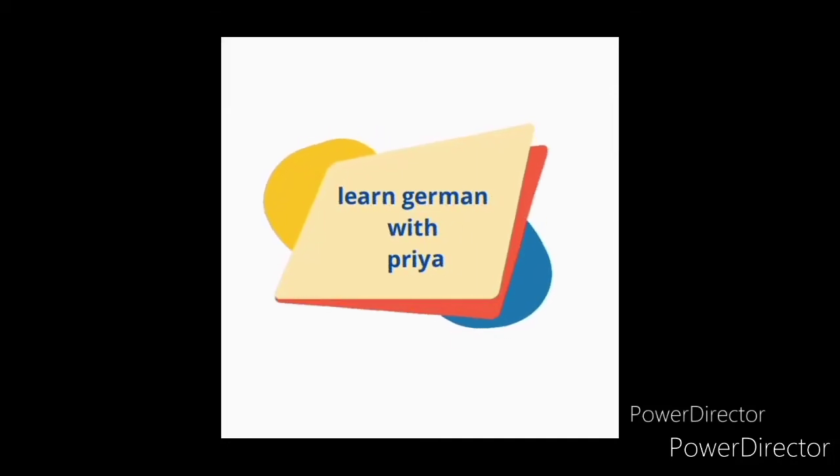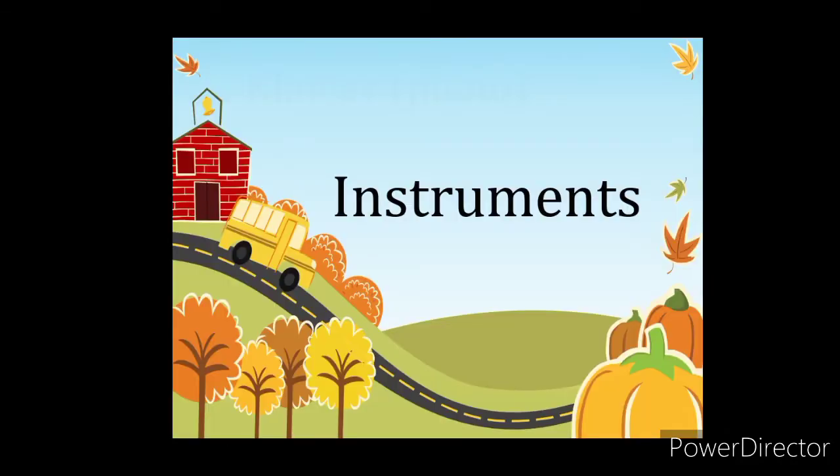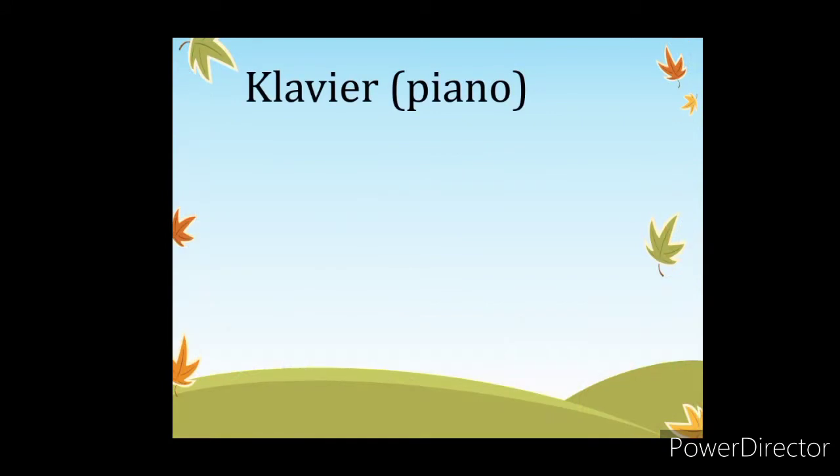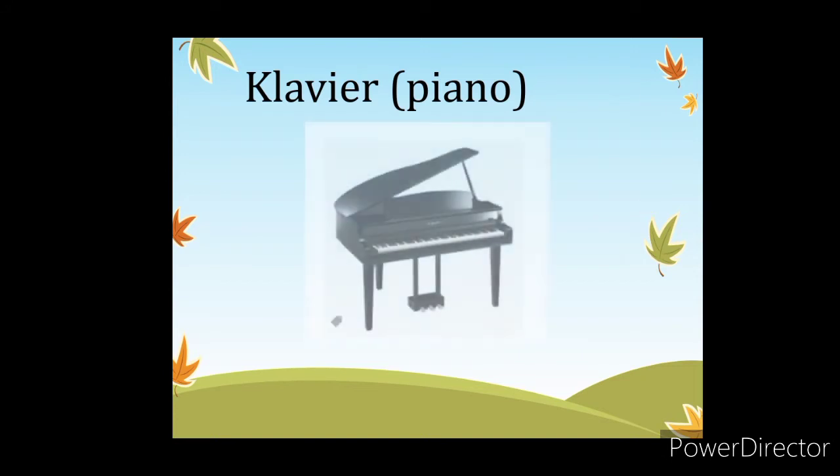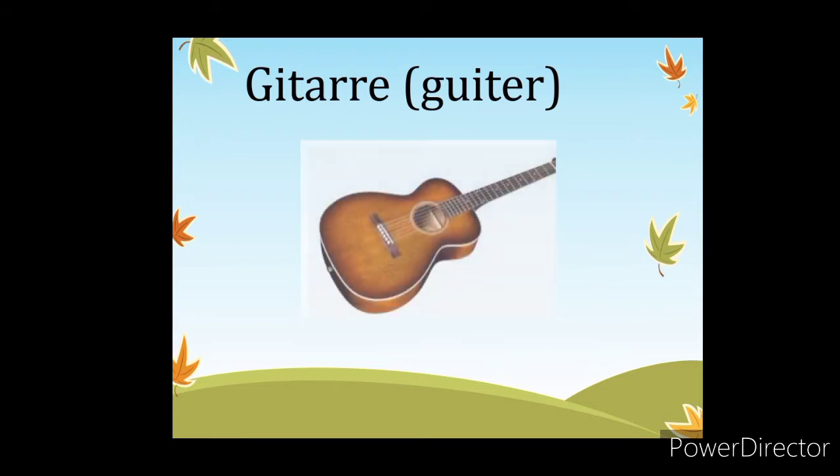Learn German with Priya. Now in this lesson we are going to study what the instruments are called in the German language. So let's start. Piano is called Klavier. Klavier. Guitar is called Gitarre. Gitarre.